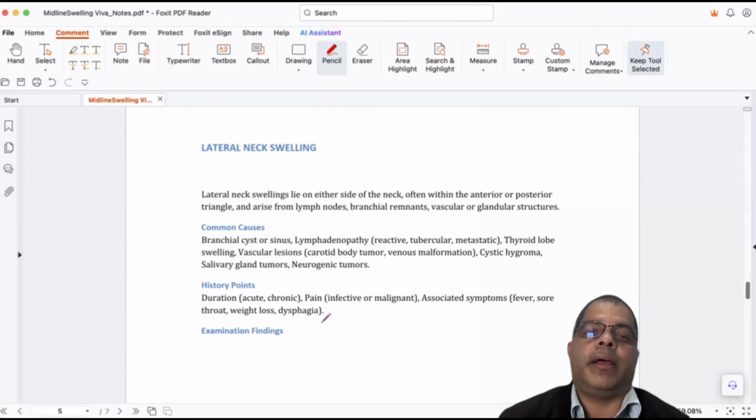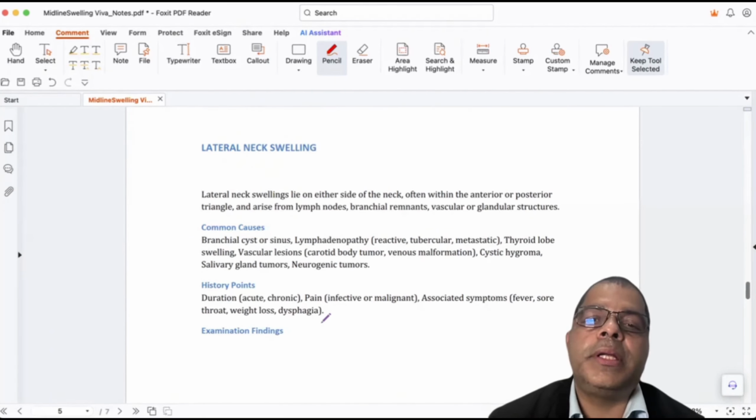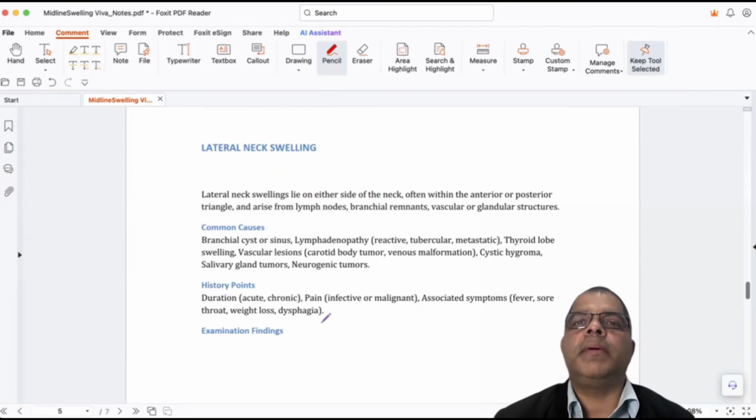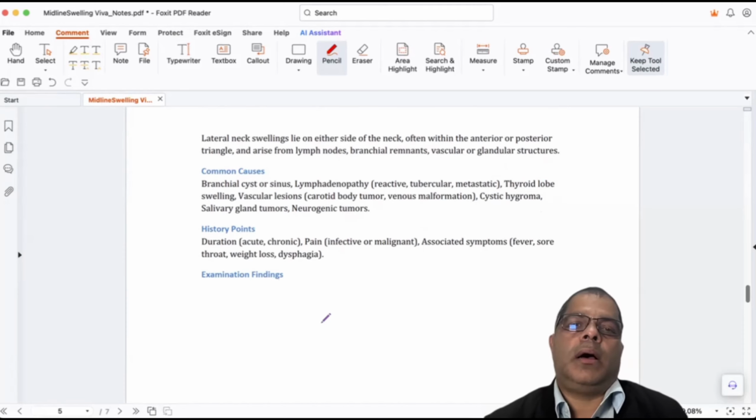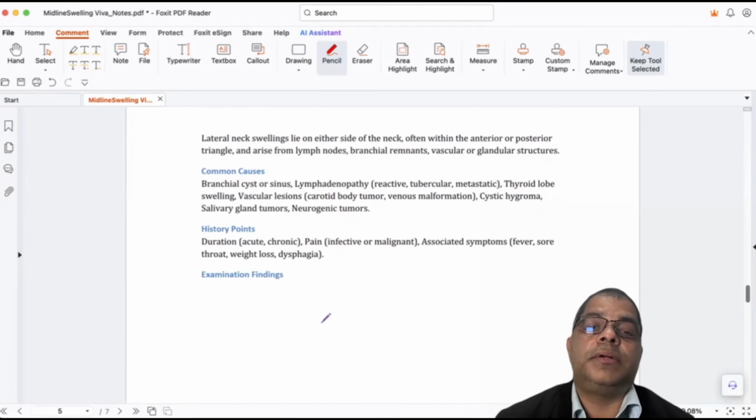What are the common causes there? Lymph nodes, everywhere in the neck. Branchial remnant, you have to remember in the exam. Other is vascular or glandular structure. What are the common ones in the lateral neck? Branchial cyst, you have to mention. Please focus on the branchial cyst or sinus. If you come with this in the exam, it's good.